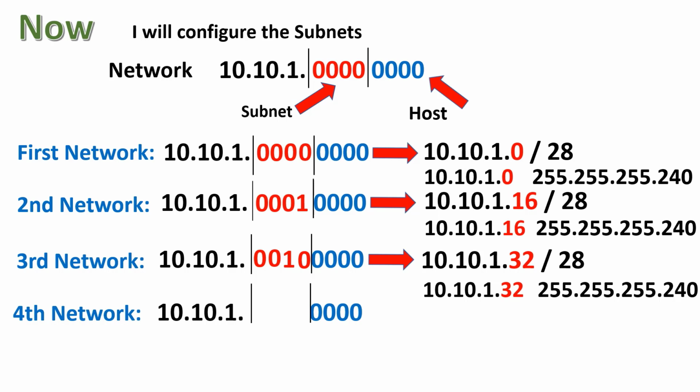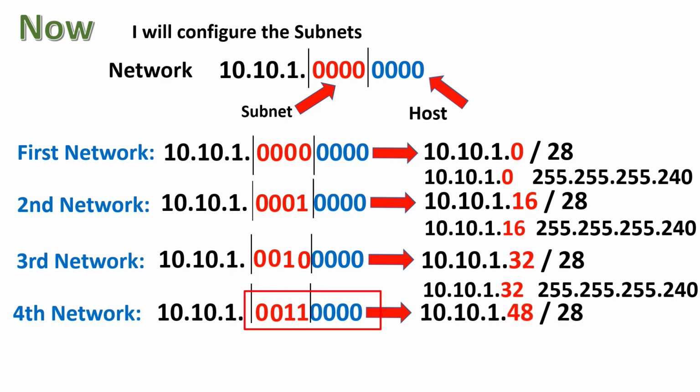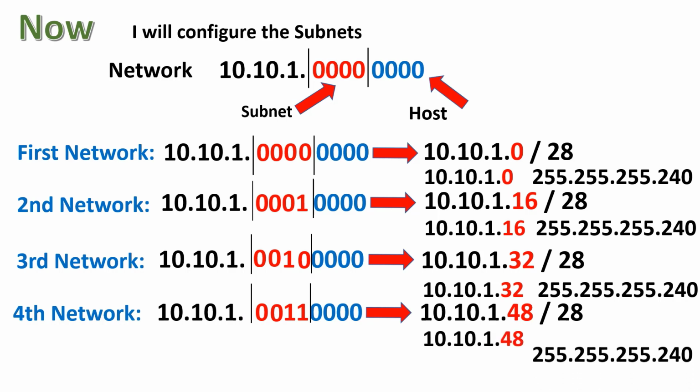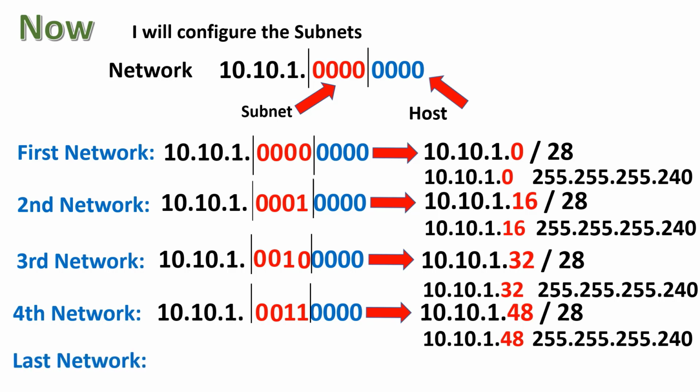The fourth network, we do the same. We draw two lines to separate the host portion from what we want to work on, the subnet portion, and we fill the 1 and then another 1 and then a 0 and then a 0. When we convert this from binary to decimal, the two bits being turned on, or 1, is equal to 48. So the fourth network is 10.10.1.48/28, with the subnet mask of 255.255.255.240.